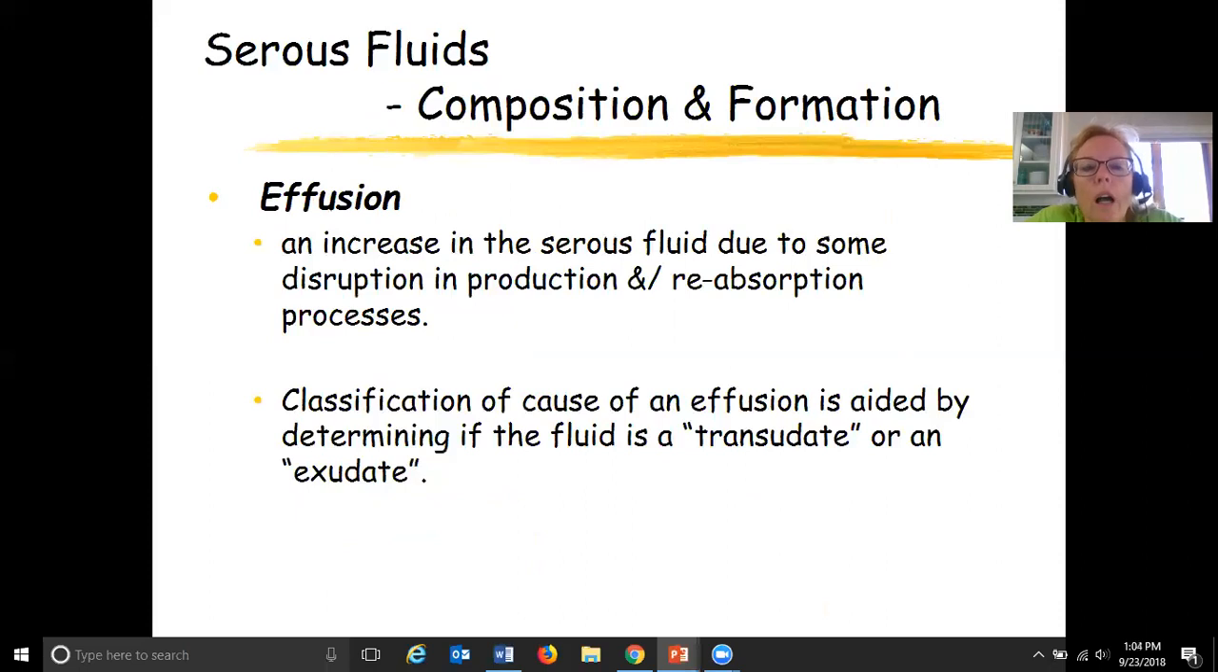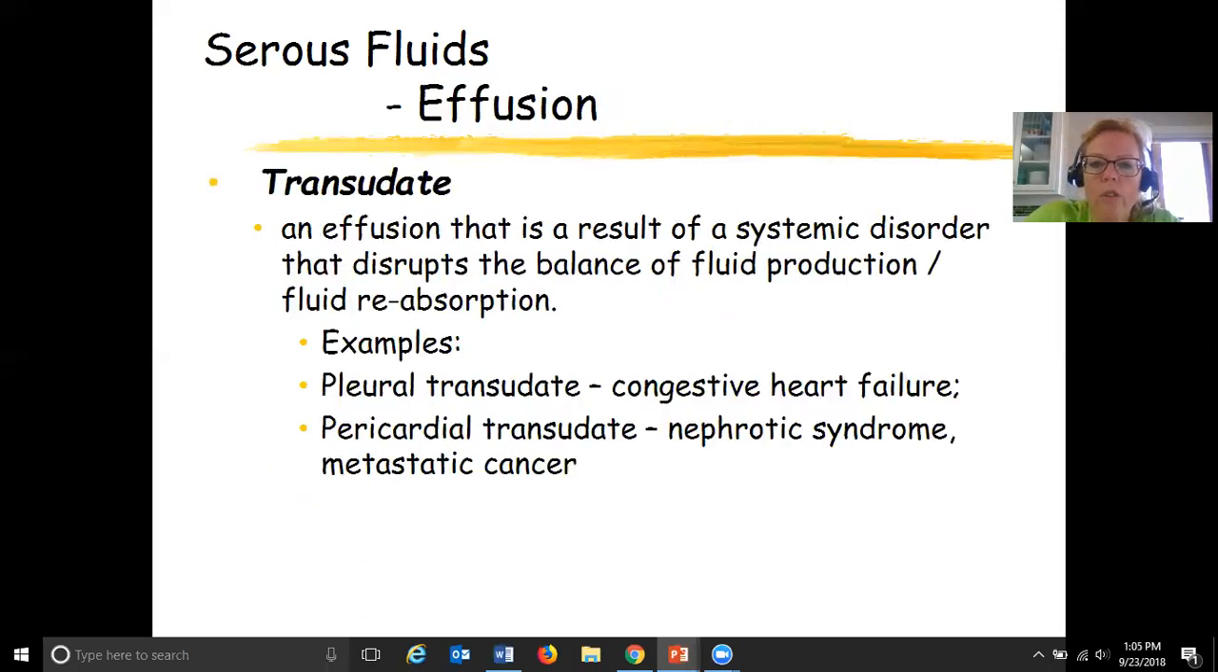When we talk about effusions, an effusion is an increase in the serous fluid because there's something wrong with the production and reabsorption process. So like I talked about the liver, someone with a real distended abdomen may have an issue with their liver. The production exceeds the reabsorption, and so the fluid builds up in the cavity. So effusion is a general category of excess body fluids in a cavity. Part of our job is to analyze that effusion and tell the physician the lab results that may determine if it's a transudate or an exudate. So it's important you understand those terms.